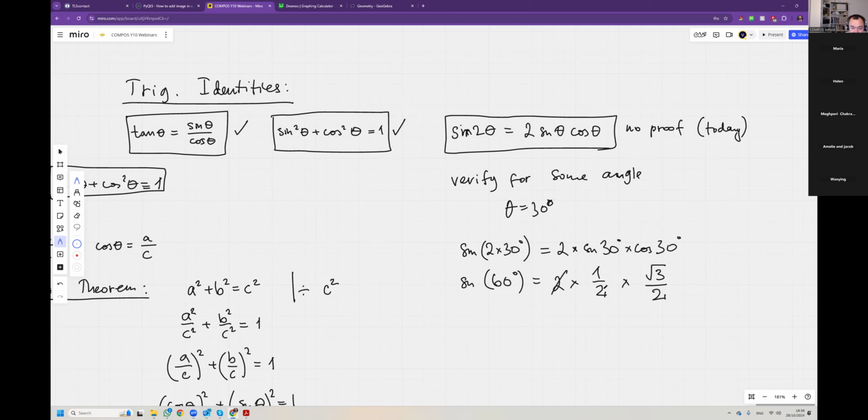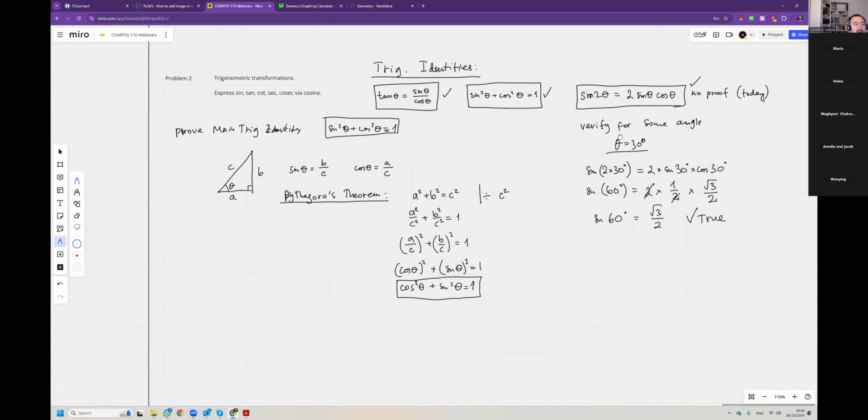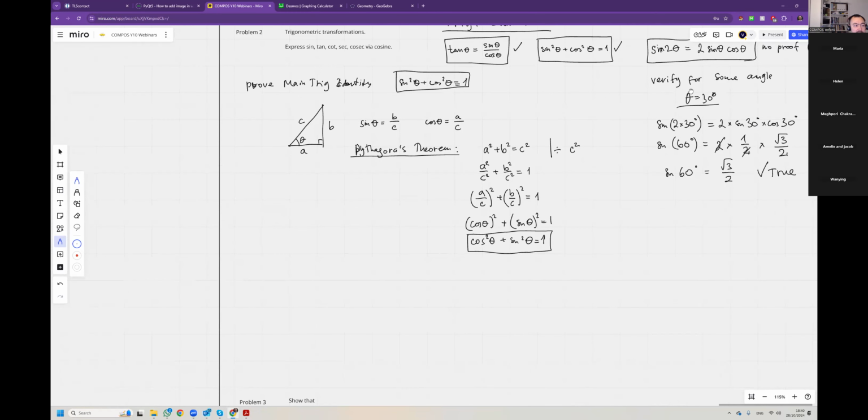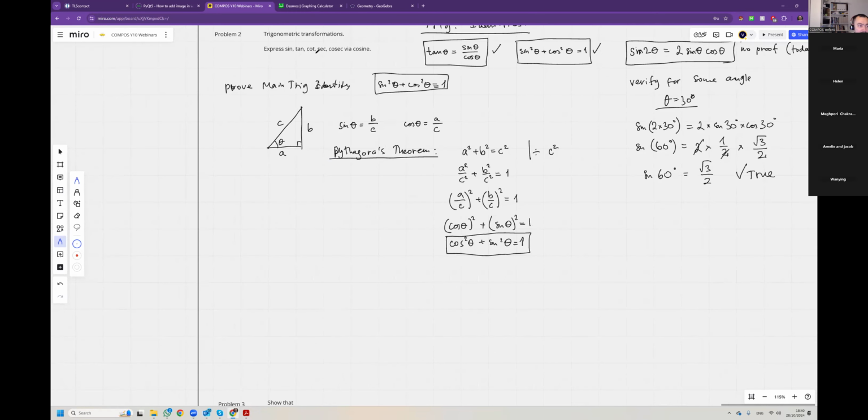Then the 2 cancels, and sine 60 is square root of 3 over 2, which is true. So at least for 30 degrees, this formula is true. You don't need it for the assignment, but we'll use it today. It's called the formula for the double angle: sine of the double angle is 2 times sine theta times cos theta. Okay, so the task is to express sine, tan, cot, sec, and cosec via cosine.